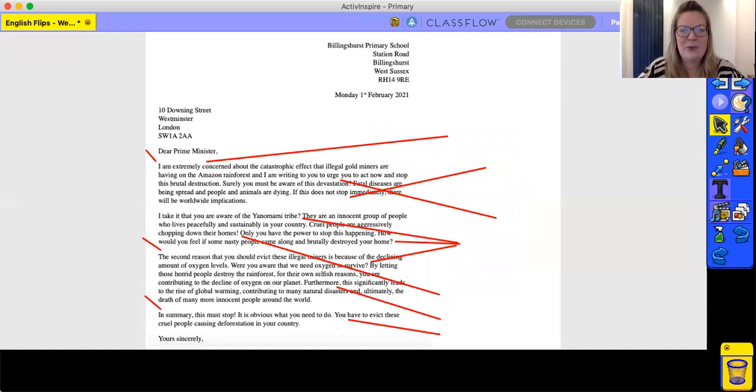Here is an example letter for you to look at. So this is a letter that's been written to the Prime Minister, and there's going to be a few things that we're going to pick out. So I'd like you to pause the video. I'd like you to look at where the red lines are and see if you can work out why I've chosen those bits in particular.